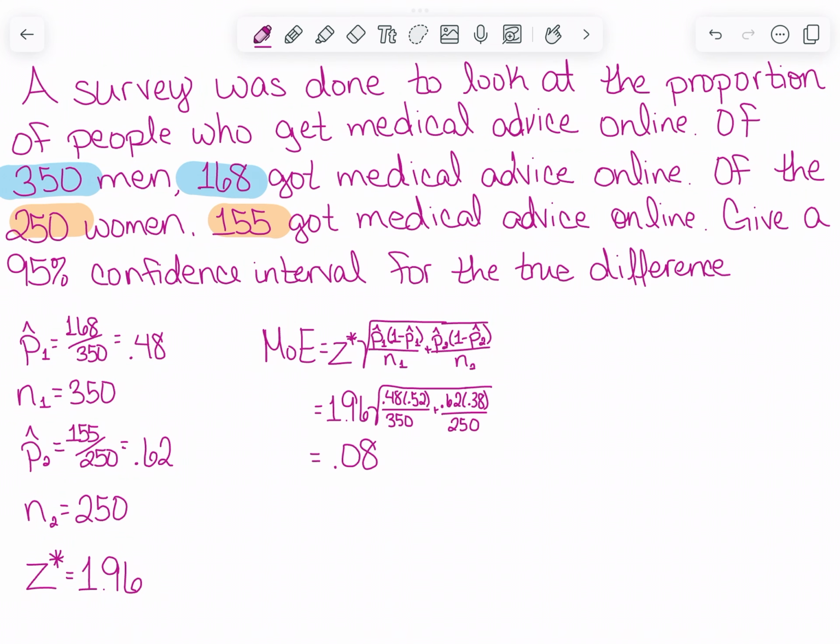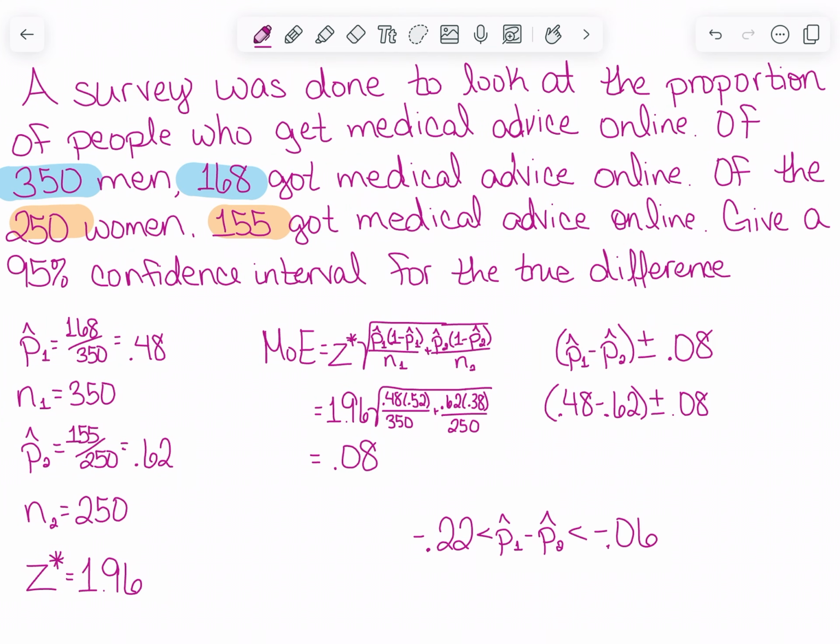Plugging in the values we have for p1 hat, n1, p2 hat, n2, and z star, and then typing that into a calculator gives us 0.08. Our final step, we need to add and subtract this value from p1 hat minus p2 hat. So we have p1 hat minus p2 hat plus or minus 0.08.